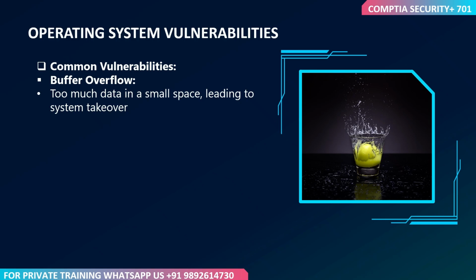This happens when a program is given more data than it can handle. Imagine pouring water into a cup. If you keep pouring even after the cup is full, the water overflows and makes a mess. In computers, when too much data is forced into a small space, it can overwrite important information and allow the hackers to take control of the system.